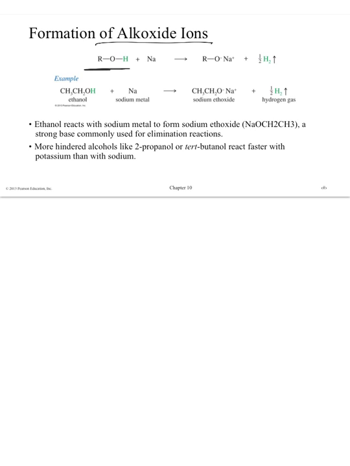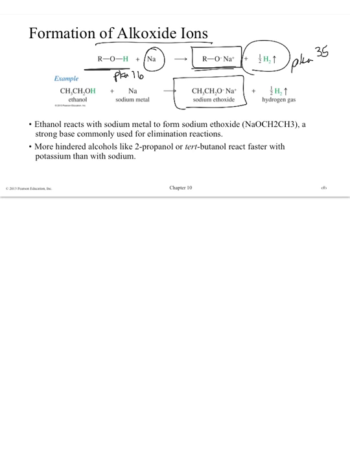Formation of alkoxide ions. So when you take an alcohol, this is what alcohols do in the presence of sodium. They form sodium alkoxide, and they give off hydrogen gas. The pKa is about 35 for hydrogen. The pKa is about 16. So this is why you're going to get the sodium ethoxide here if you put ethanol and sodium metal.